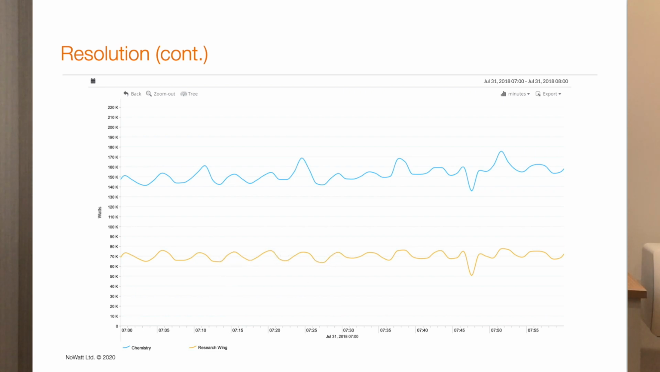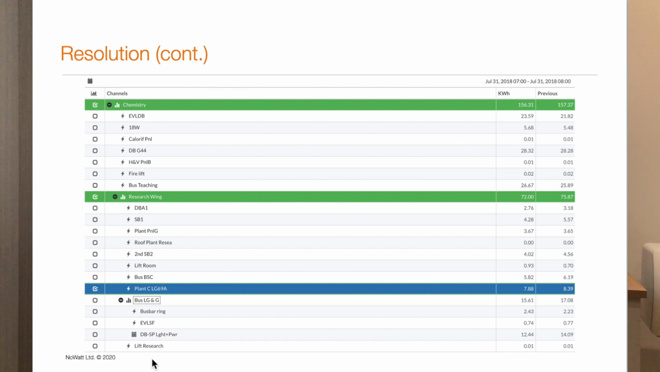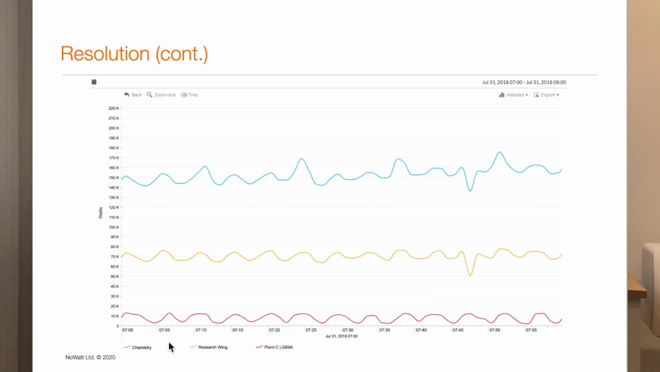And if we look further down, we can actually come down and look at a particular load in that research wing. Here I'm going to look at plant C in room LG69A, and in fact I can see that very same pattern. So this resolution has allowed me to actually find out where and what. It's the pump. You just don't get that, of course, with a billing meter.